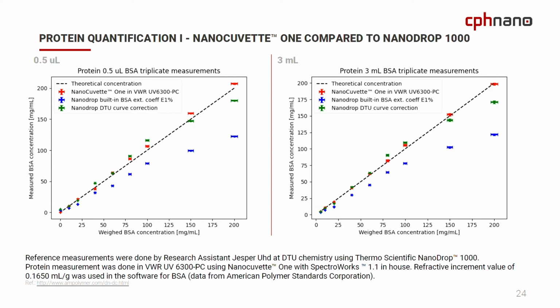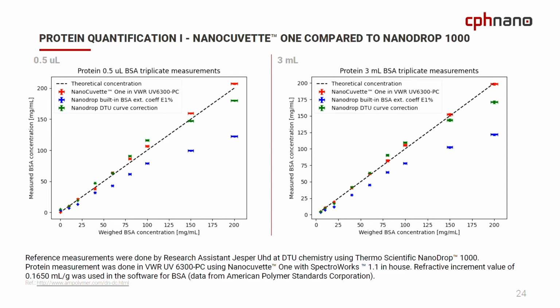Understanding of the different optical properties, structure, and function of proteins is improved by knowing the molecular refractive index. Here we have used the well-known refractive increment value of 0.1650 milliliter per gram for BSA, which is a well-reported value in the literature. And here we didn't do any multiplication with a factor. You just drag and drop in SpectroWorks, and we get the final data.